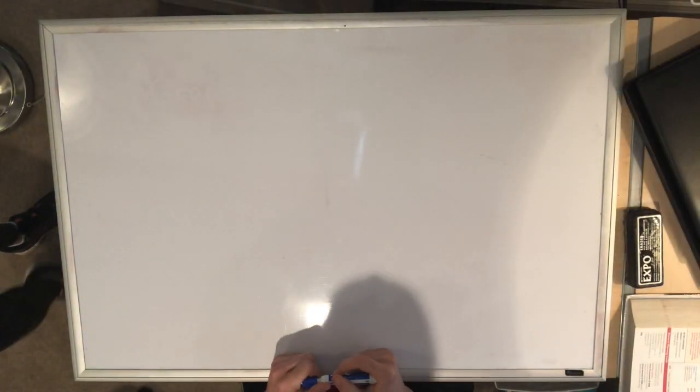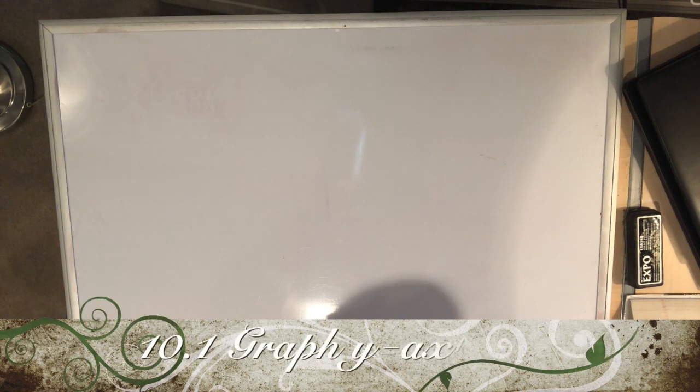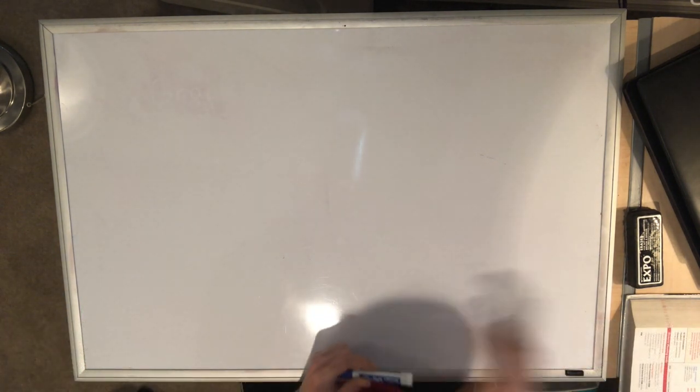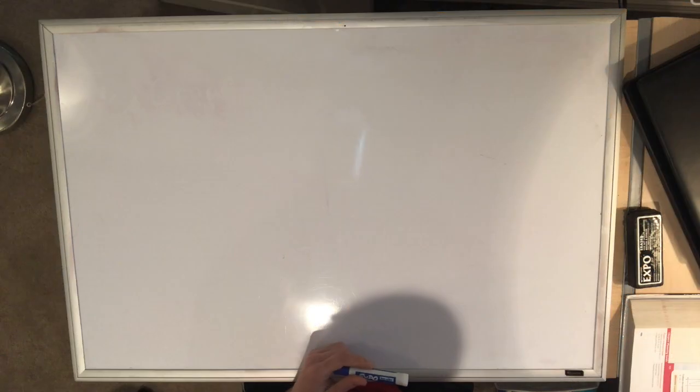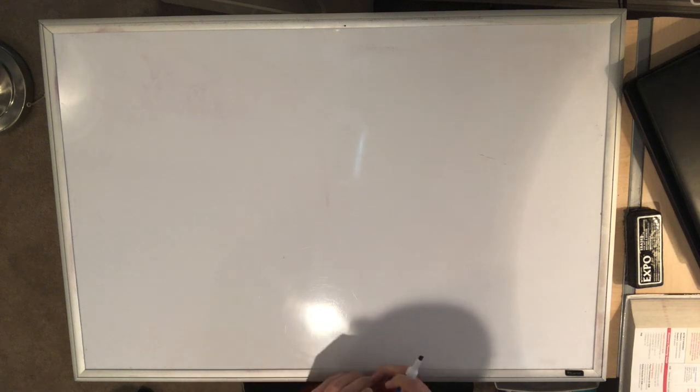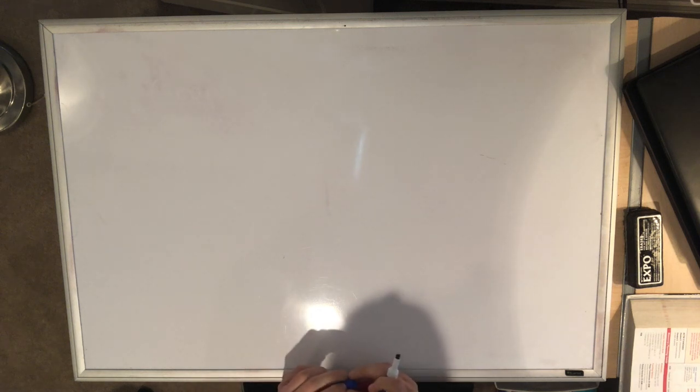Today we are going to cover section 10.1, graph y equals ax squared plus c. The first section in chapter 10, quadratic equations and functions. Example 1, graph y equals ax squared where absolute value of a is greater than 1.